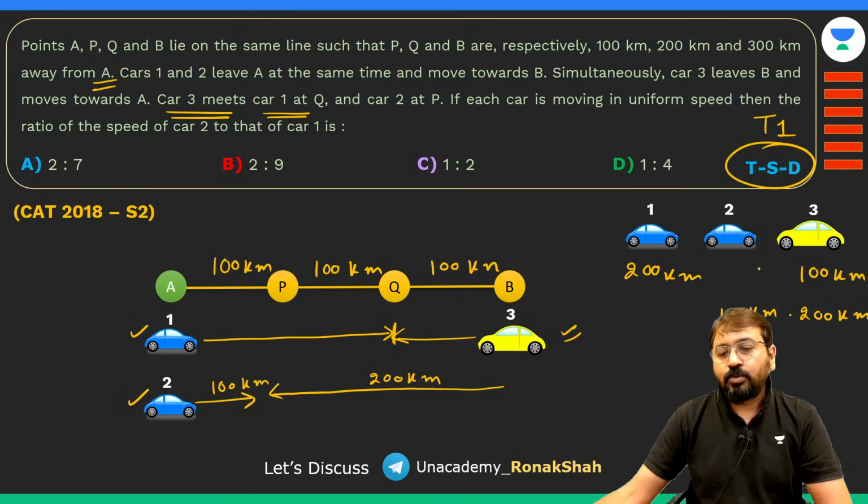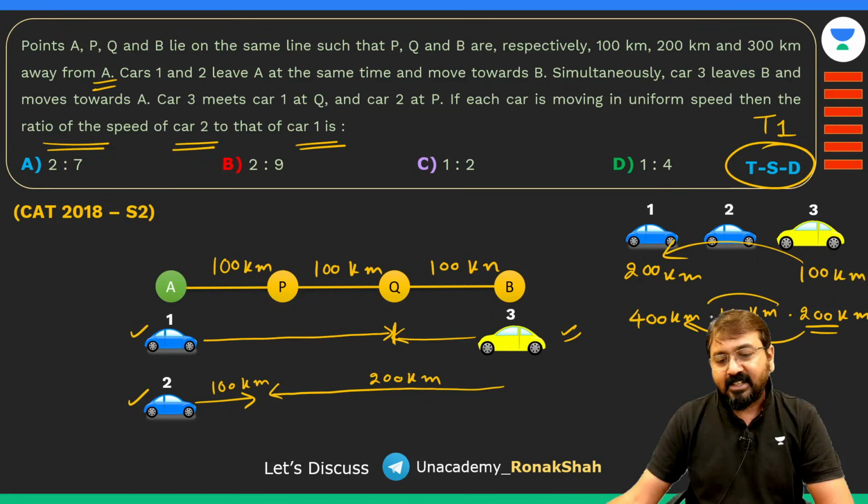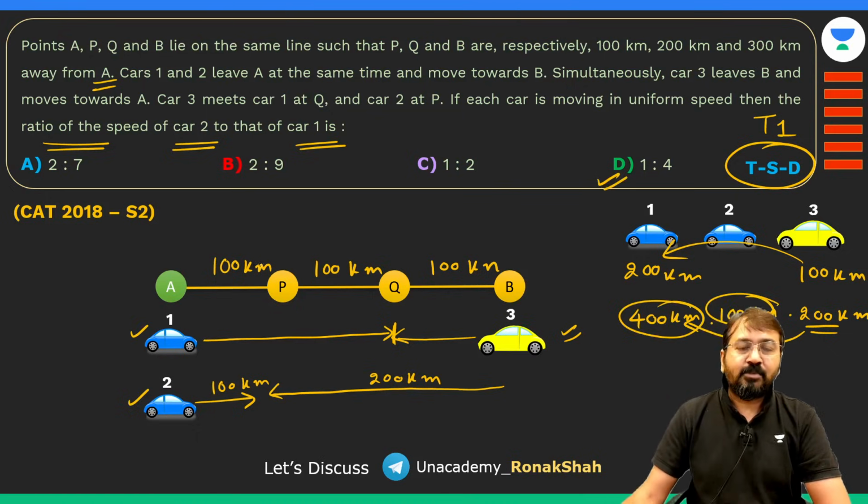Now it's very easy to make out that car 1 travels double the distance of car 3. So when car 3 travels 200 kilometer, car 1 must have traveled 400 kilometer distance, right? So what do we need to find out? We are asked to find the ratio of speed of car 2 to that of car 1. Can I say that the ratio of distance in the same time is 100:400? So the ratio of speed is nothing but 1:4.